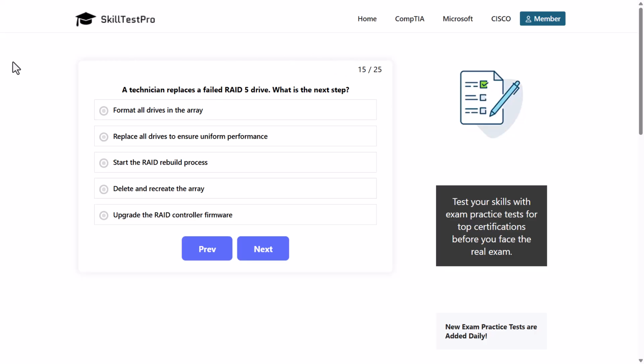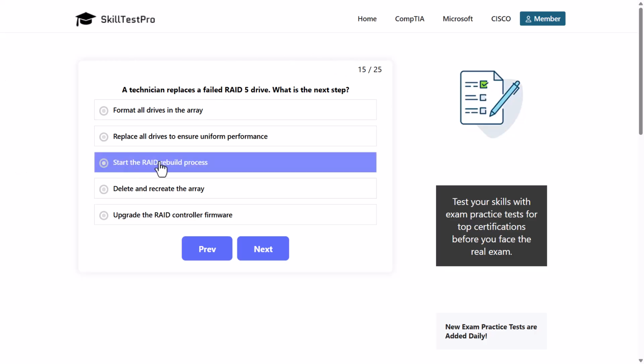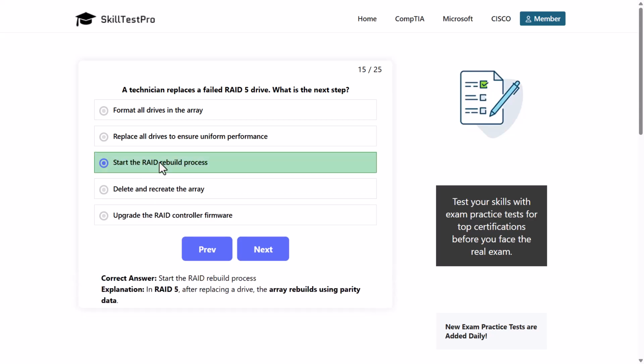And here the correct answer is start the RAID rebuild process, as in RAID 5, when you are replacing a drive, the array rebuilds using parity data.